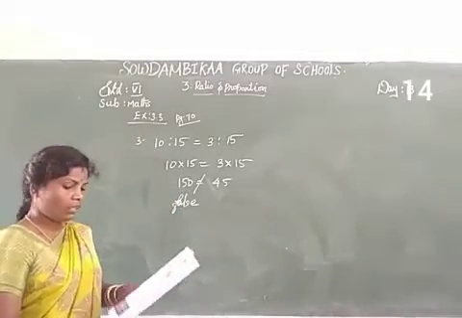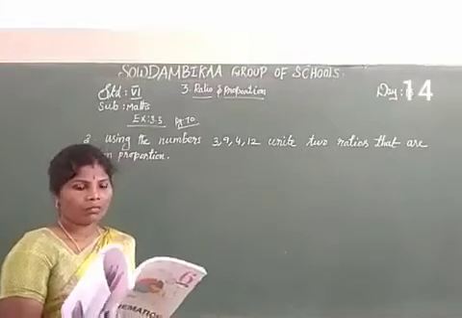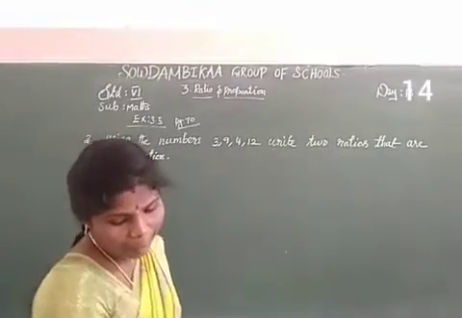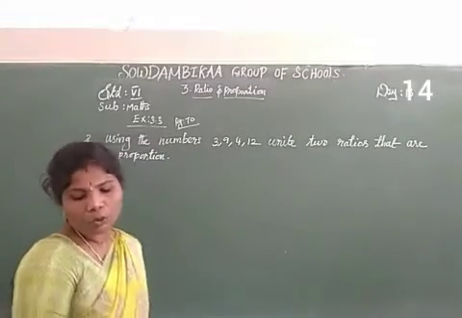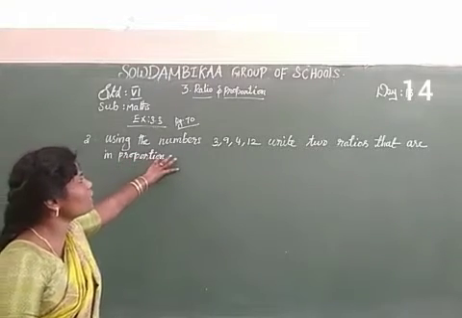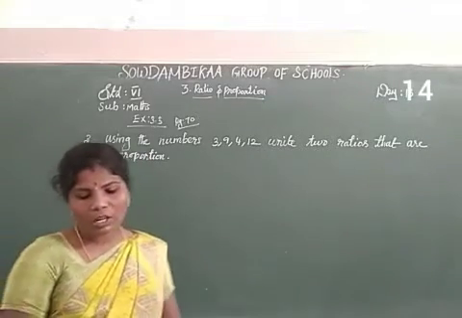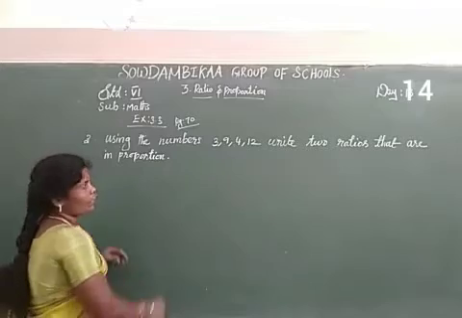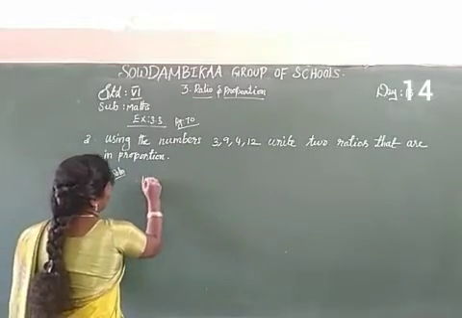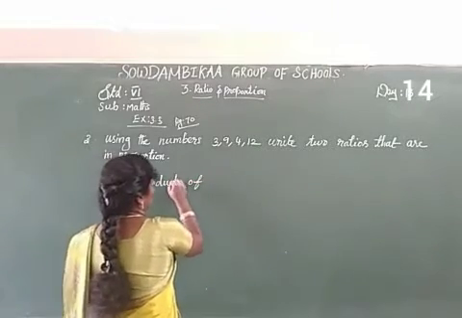Next, the third question. Using the numbers 3, 9, 4, 12, write two ratios that are in proportion. Now find the product of extremes.